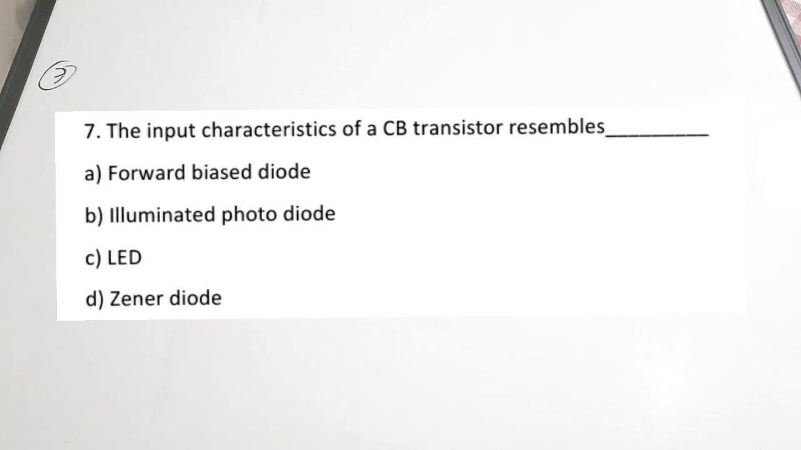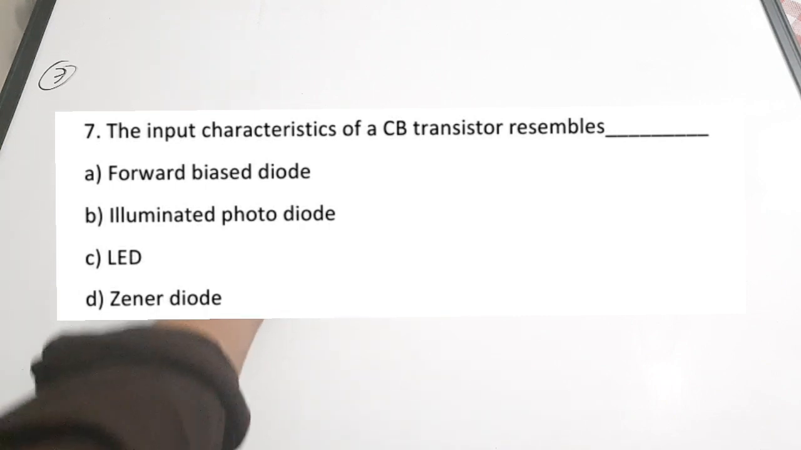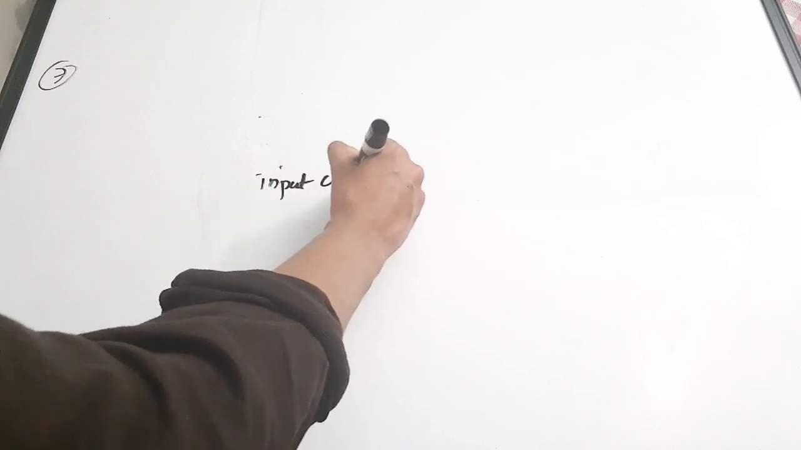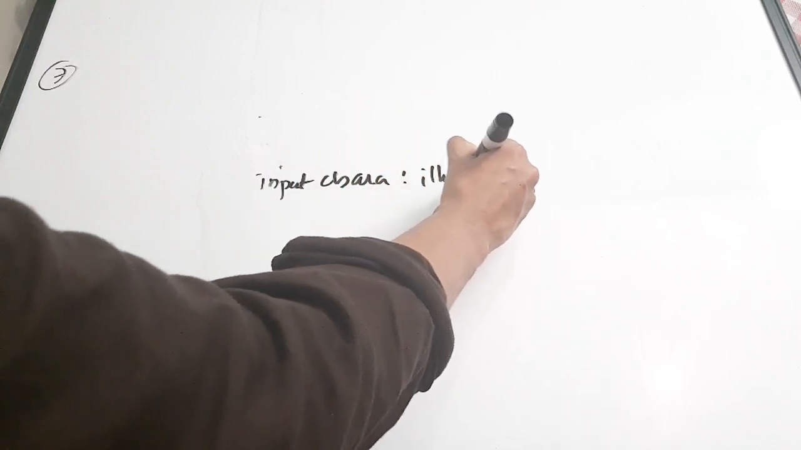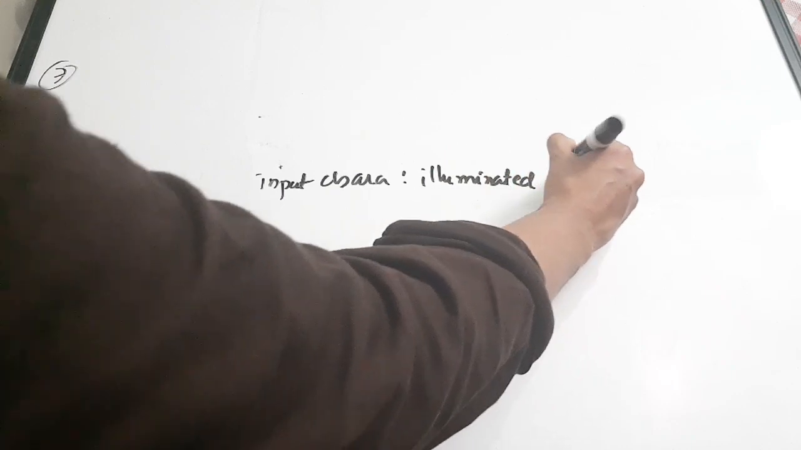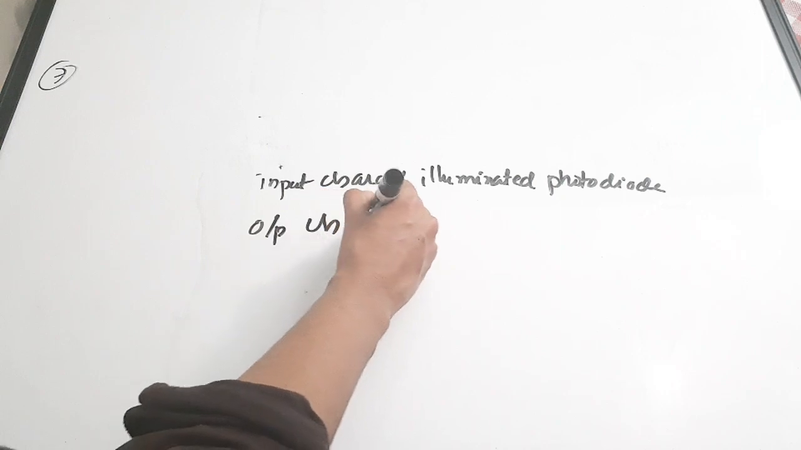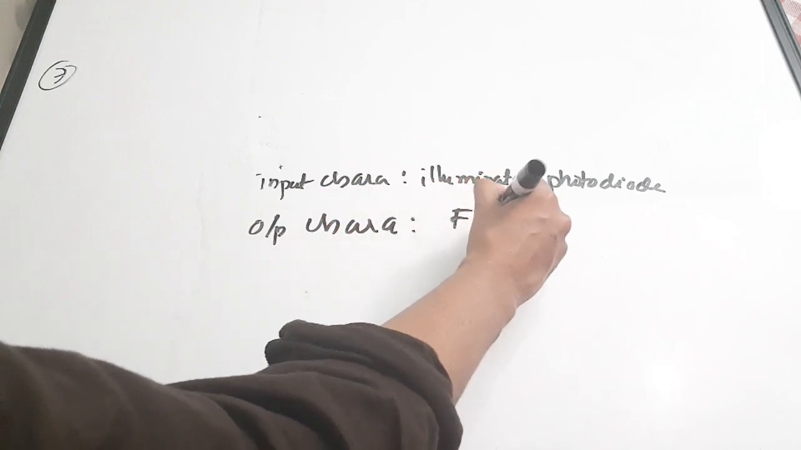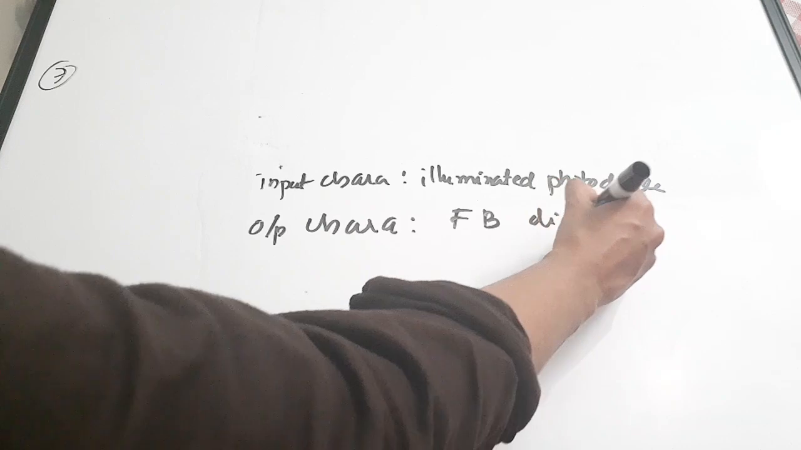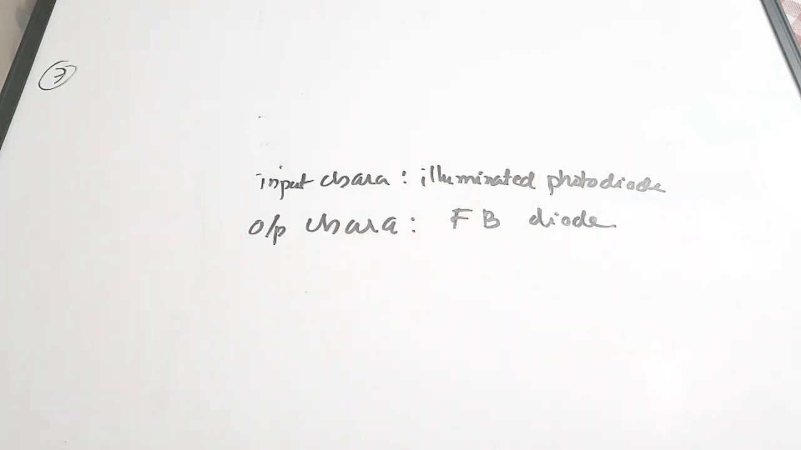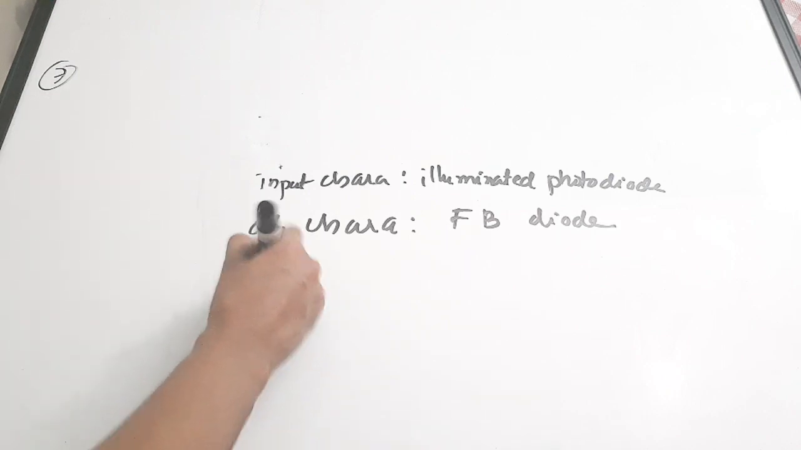The correct answer is the input characteristic resembles that of an illuminated photodiode, and the output characteristic resembles that of a forward bias diode. Okay, so just note it down. The input characteristic resembles an illuminated photodiode, and the output characteristic resembles a forward biased diode, a normal diode. That is the case for input and output characteristics. Here it is asking the input characteristic, so the correct answer is option B.